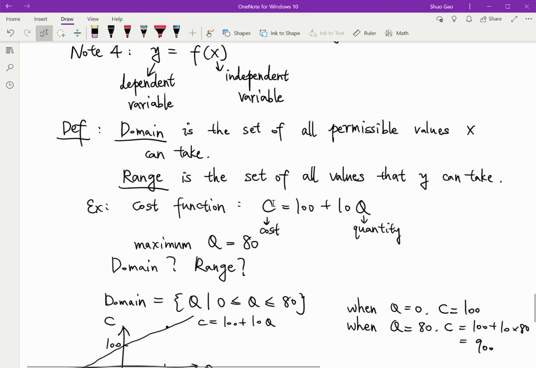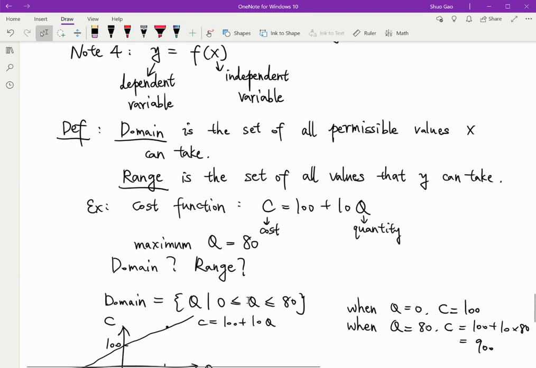C here is the dependent variable, and Q is the independent variable, because the cost is determined by the quantity. In this function, we have a condition saying that the maximum of Q equals 80. That means that for this factory, you can produce at most 80 items every day.